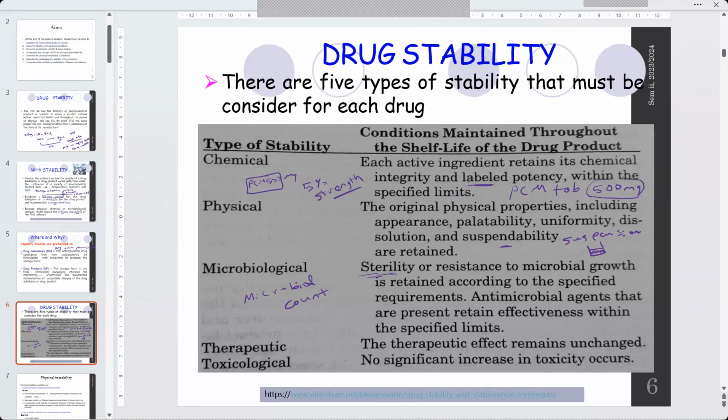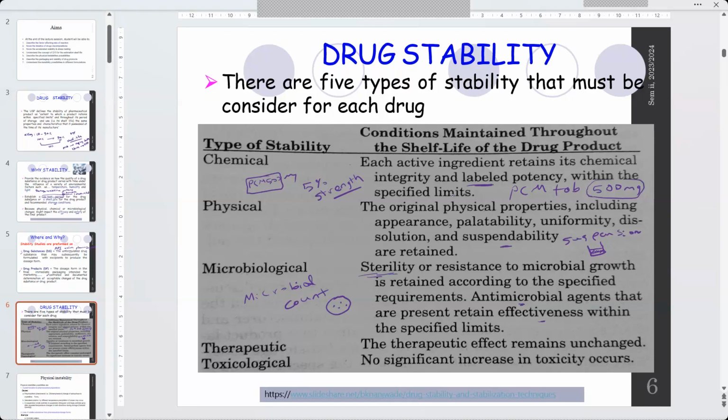Each test sample is allowed to give a certain number of colonies in the Petri dish once I do the culture in the microbiology lab. With storage, I don't want this microbial count or content to increase or change, okay? Not only the microbial tests, but also if they have preservatives, then I need the antimicrobial agent or the preservative to remain effective during the period of storage.